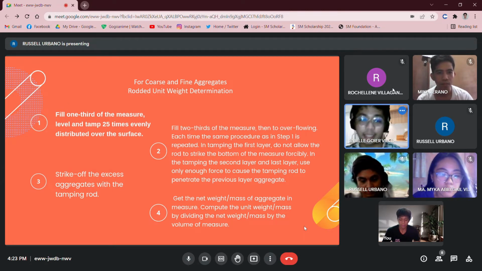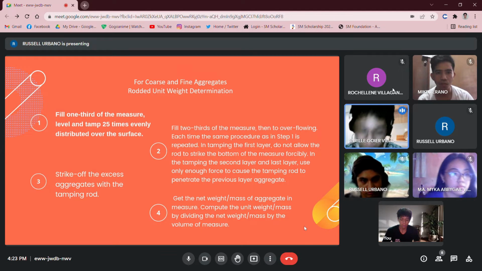Fourth, get the net weight or mass of aggregate in the measure. Compute the unit weight or mass by dividing the net weight or mass by the volume of the measure.